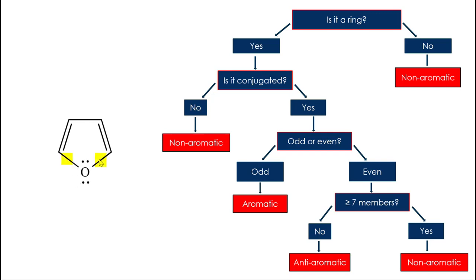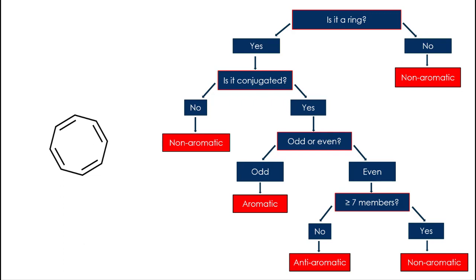So this would have 1, 2, 3 electron groups, or it would be sp2 hybridized. So we can say that yes, this is conjugated. For odd or even, we're going to count the pi bonds within the ring as well as the delocalized electron pairs. So we have 1, 2, 3. So this is odd, and we can conclude this molecule is aromatic.